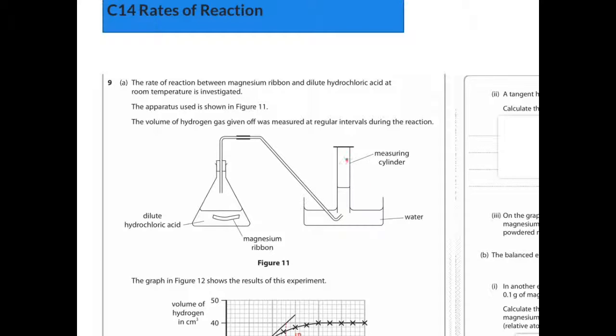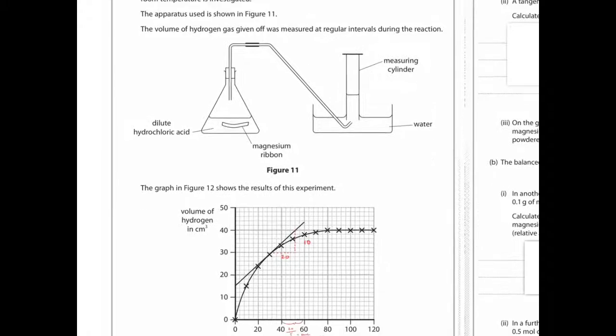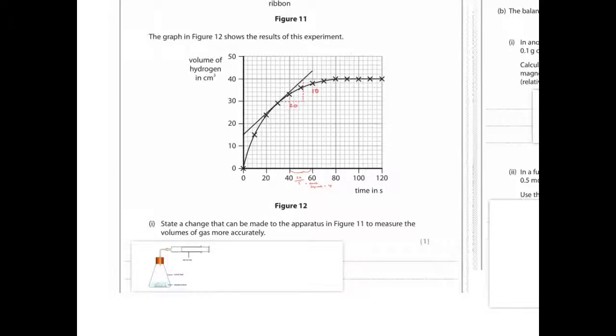which displace the water inside the cylinder, and it pushes the water level down so you can measure how much gas is being collected at certain time intervals to get an idea of rate of reaction. What we mean is the rate at which product is formed, in this case a gas. The graph in figure 12 shows the results of this experiment.